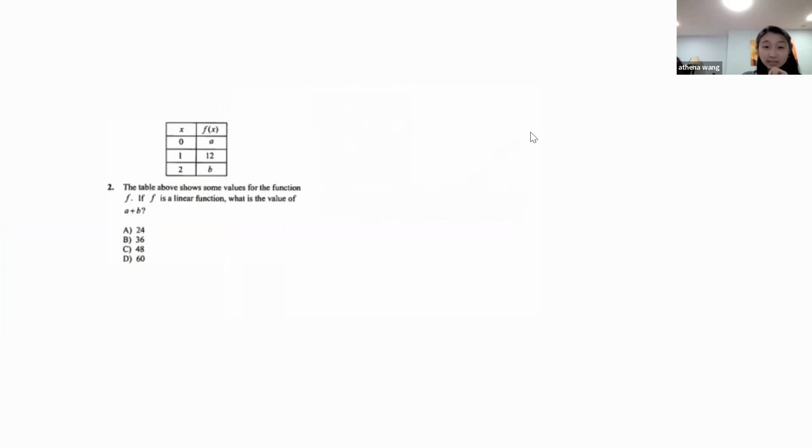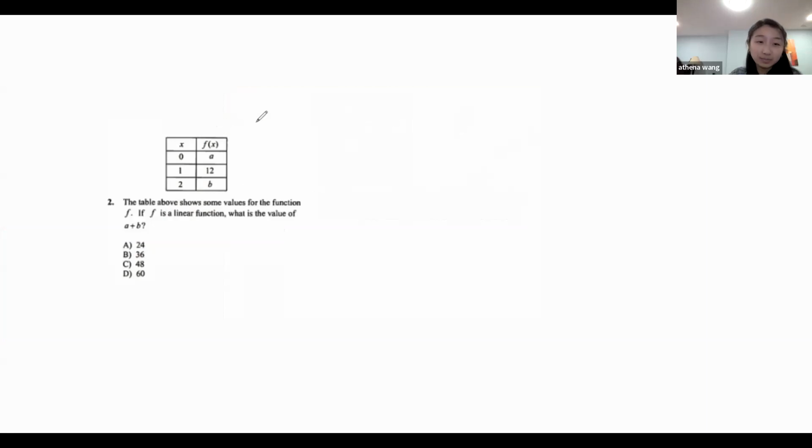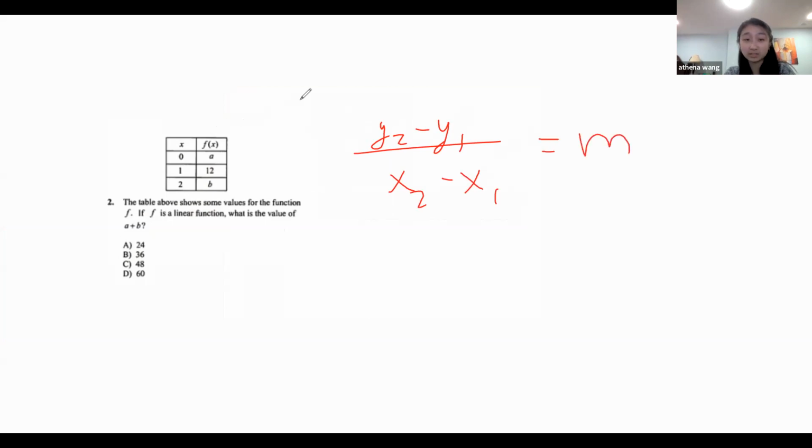We will start with, we know this table. So we know that (0, a) lies on this line, (1, 12) lies on this line, and (2, b) lies on this line. So the slope is constant. So we know that y2 minus y1 over x2 minus x1 is the slope, and this is always constant. So we can use this by taking the first two ones, so (12 minus a) over (1 minus 0), and then this is equal to the slope.